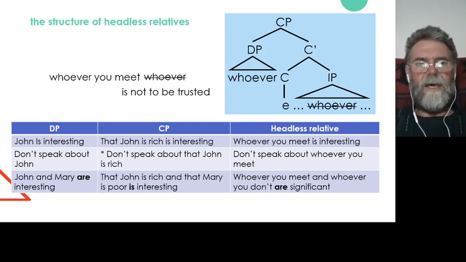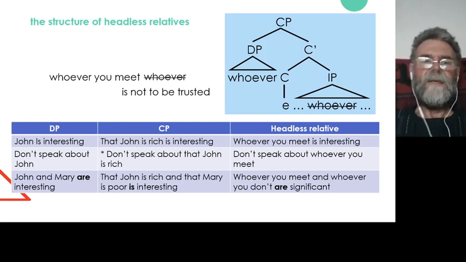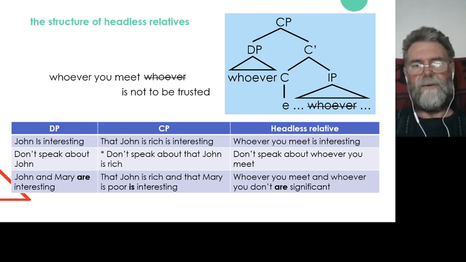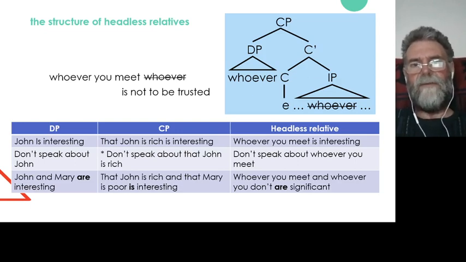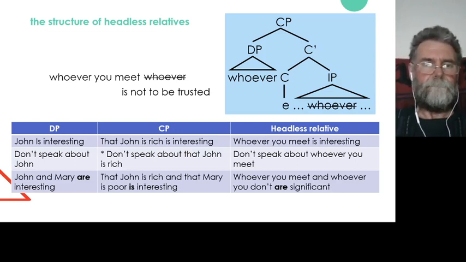As we've seen, you can get clauses and DPs in subject position. That's one place where both will go. So you can get John is interesting and that John is rich is interesting, where you've got a normal CP beginning with a that in the subject position of this clause. That's fine. And as we've said, that's exactly where you can get a headless relative too. So whoever you meet is interesting.